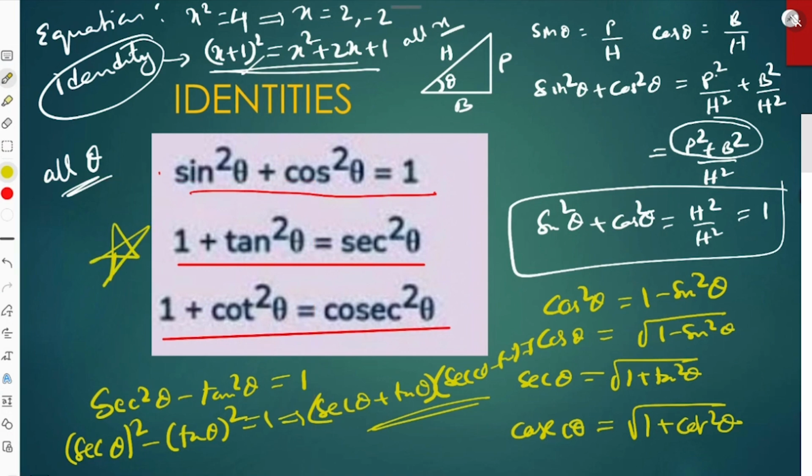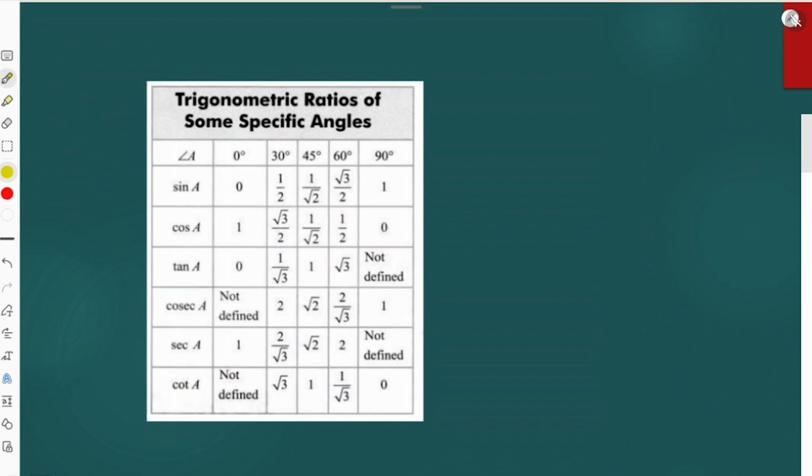Suppose, what about the particular angles? These are some specific angles of trigonometric ratios. Okay, we'll come back to this.